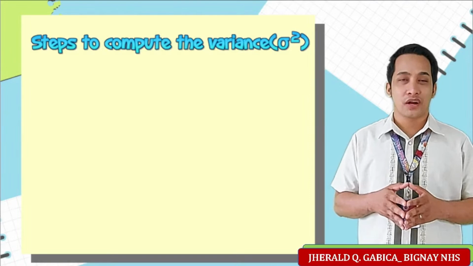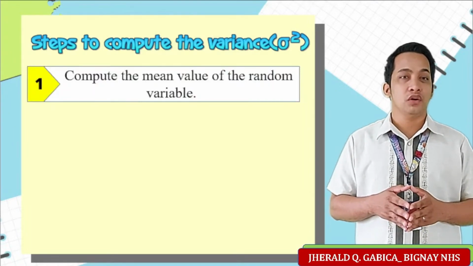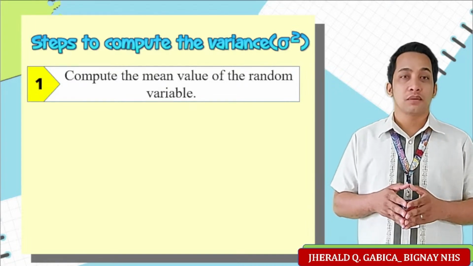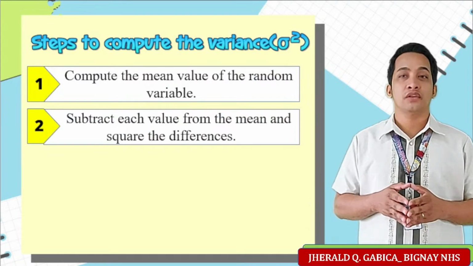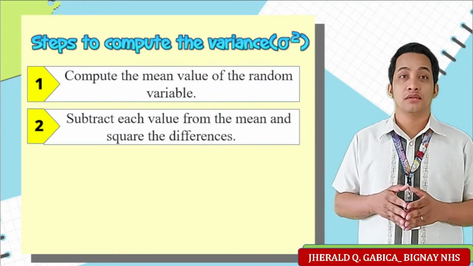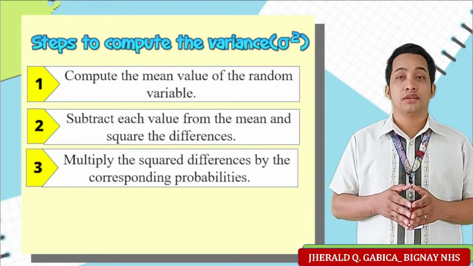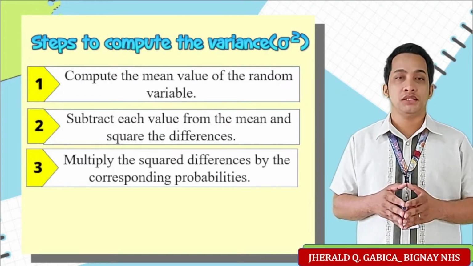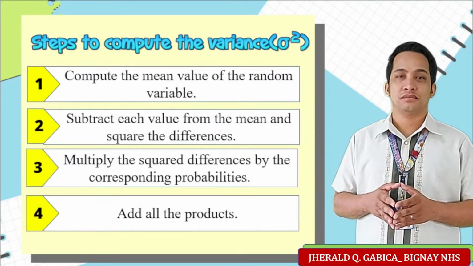Next, to solve for the variance, we follow these steps. Step 1, we compute the mean value of the random variable. Step 2, we subtract the mean from each value of the random variable x and square the differences. Step 3, we multiply the squared differences by the corresponding probabilities. And step 4, we add all the products.